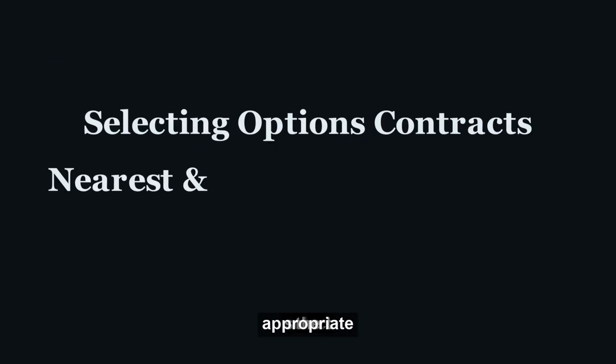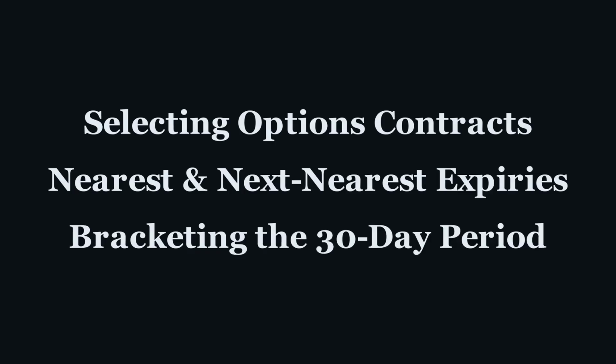Next, we need to select the appropriate options contracts. The VIX methodology requires us to use options from 2 consecutive expiries that bracket a 30-day period. We'll choose the nearest expiry with at least 8 days remaining, and the next expiry immediately following it. For each of these expiries, we'll gather a comprehensive set of out-of-the-money calls and puts. This careful selection ensures we capture a broad spectrum of market expectations across different strike prices and time horizons.